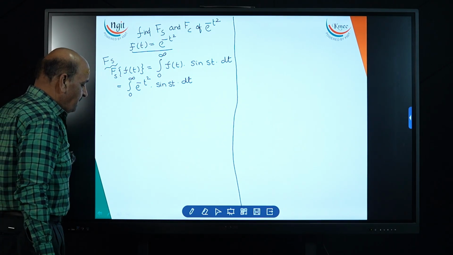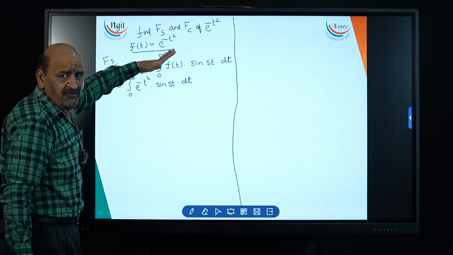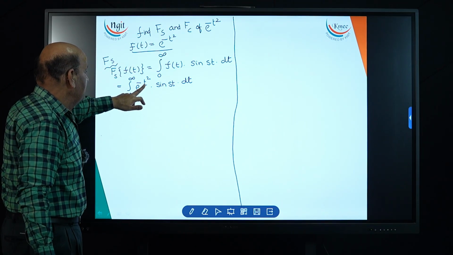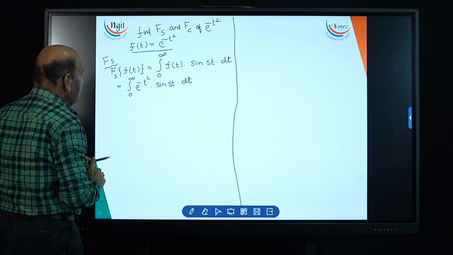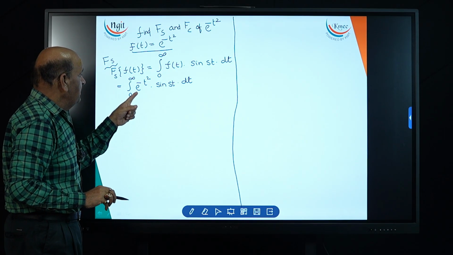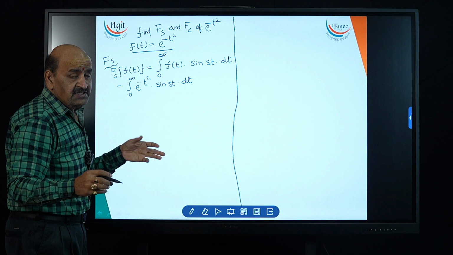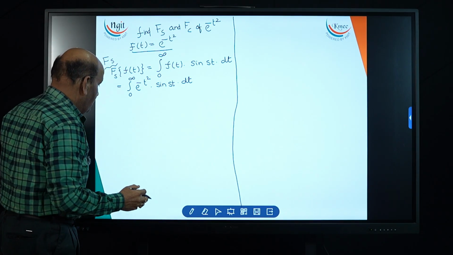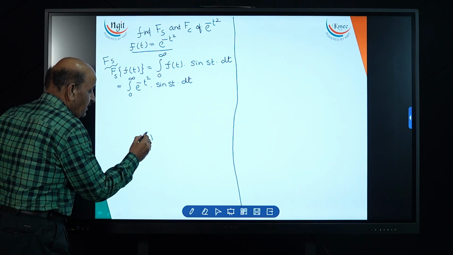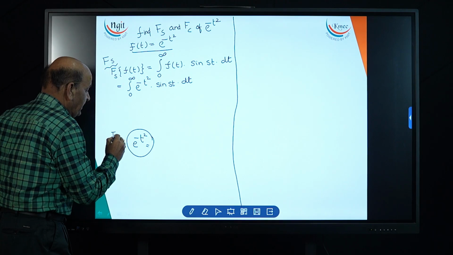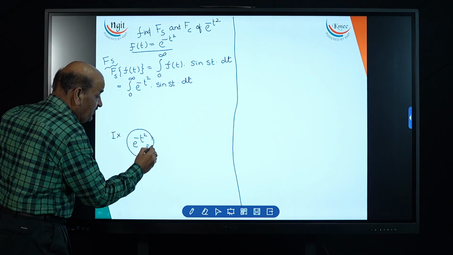Now just look at, if there were no power 2, e power minus t sine st, we had a direct formula, but we are having t square. So in this way, students have to see how e power minus t square can be integrable. In general, in this case, it is not integrable. For example, look at the function e power minus t square. There is no question of direct integrability. So, go back to differentiation.